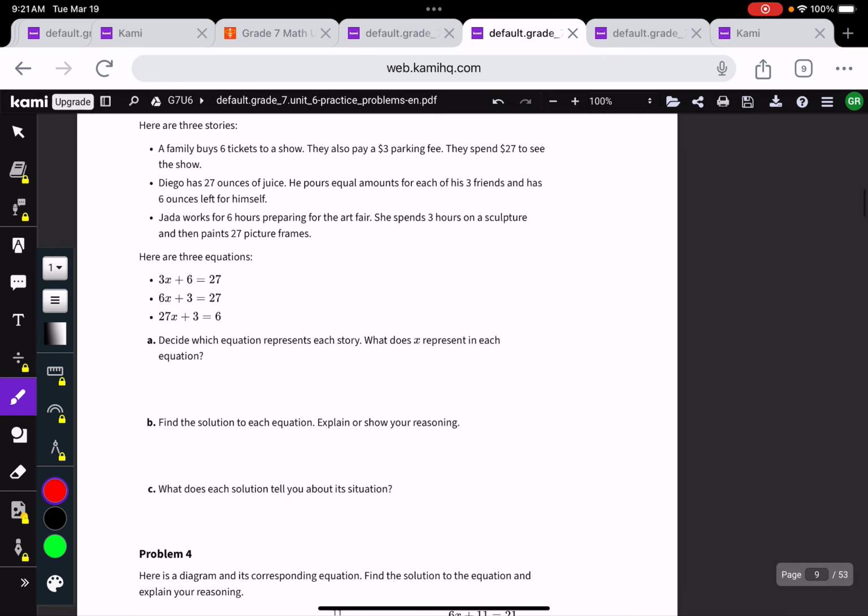Problem 3 is kind of just like what we just did. There are 3 stories, 1, 2, 3, and 3 equations, 1, 2, 3. Each equation goes with a different story. Decide which equation. If you think this one goes to that one, great, draw a line there. Just quickly find a solution. So try to do what we just did, and then again, what does each solution tell you about that?